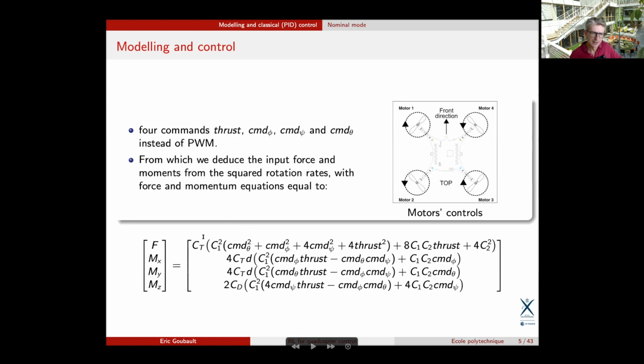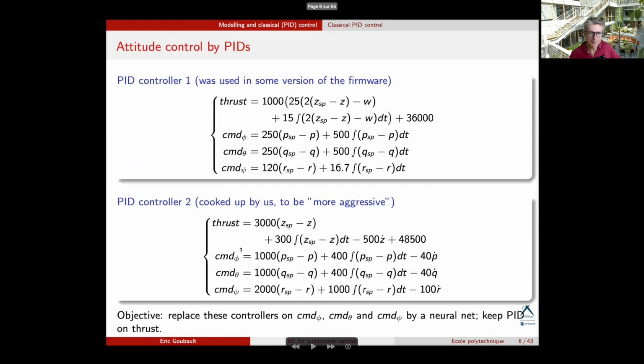So then the vertical thrust and the moments are going to be quadratic in the PWM, so quadratic in these four variables: thrust, common phi, common psi, and common theta, as you can see here. So C1, C2, CT, and CD are constants that have been determined for the Crazyflie 2.0. They are actual, the real constants for this platform.